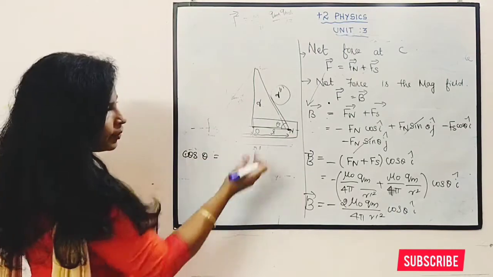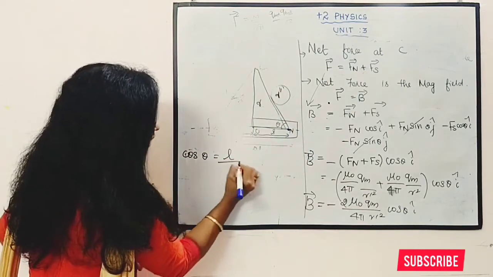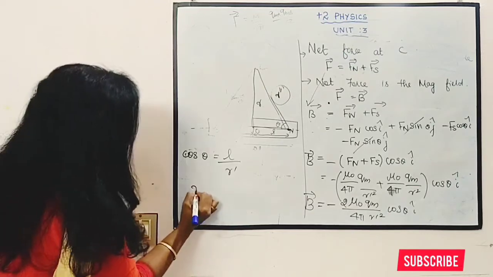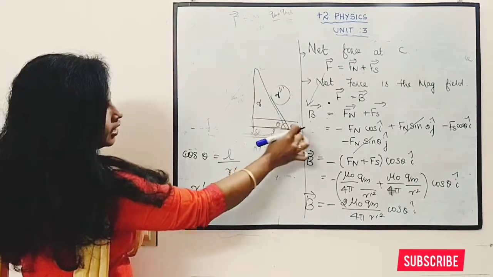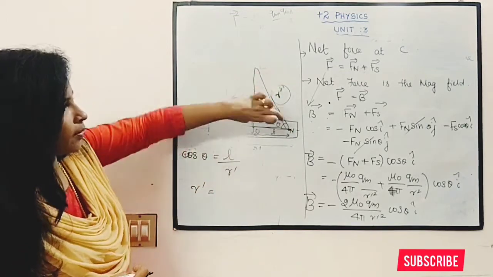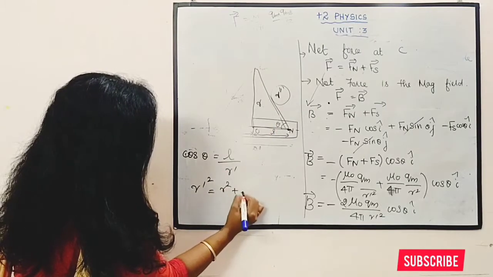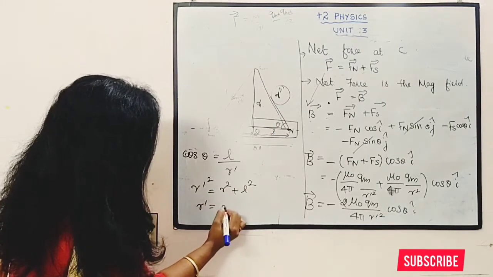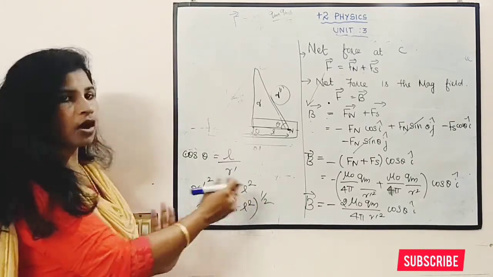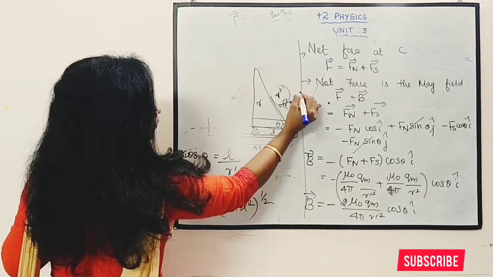Cos theta is nothing but the adjacent side by the hypotenuse. This is adjacent. This is hypotenuse. That is L by r dash. Before that, we have to find out what this r dash is. According to Pythagoras theorem, we know that this square is equal to this square plus this square. Okay. So I can write r dash square is equal to r square plus L square, or r dash is equal to r square plus L square, the whole power 1 by 2. That is the root of r square plus L square.